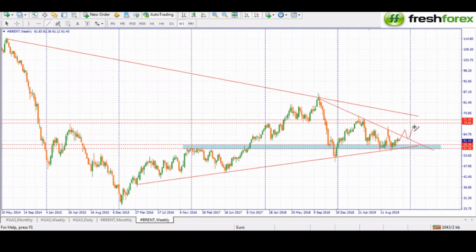This is what will happen on Brent oil. This is what we expect to be happening. If this does not happen, we have to give a fail mechanism, which means that if the price now goes against us, this is what we expect to happen, and then a retracement. I mean a move to the lower side.